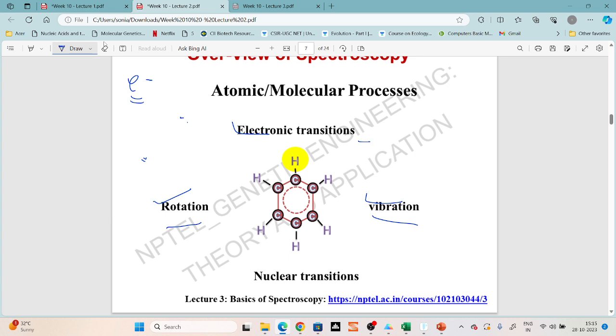So it is important to understand that the amount of energy that an electron emits in rotating, vibrating, or making an electronic transition is different, and that energy corresponds to particular types of waves. For example, the amount of energy that an electron absorbs and emits corresponds to the UV-visible region. For rotation and vibration, it corresponds to the radio wave or microwave regions. Okay, so like this we'll just see.